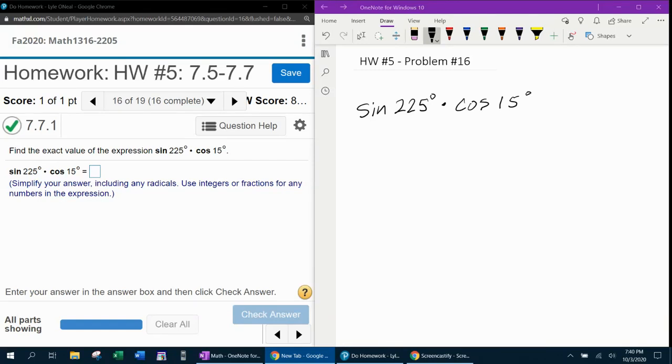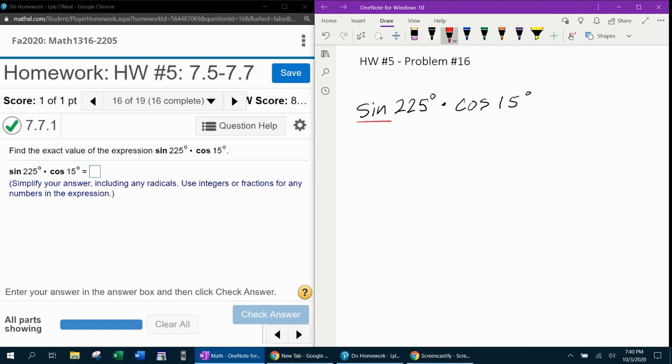Question number 16 from our 1316 homework number 5 in MyLab Math. They want us to find the exact value of the expression sine 225 degrees times cosine of 15 degrees.